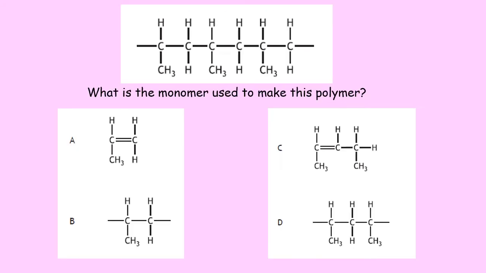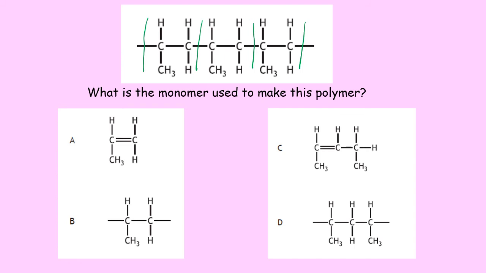So an alternative way that the SQA can ask the question is to give you a chain and ask you to identify the monomer. Now the best way to do this is to look for a unit that repeats itself within the structure before even looking at any of the options. So I can see that every other carbon has a CH3 coming off of it. So that would mean we've got a repeating unit here, like that.